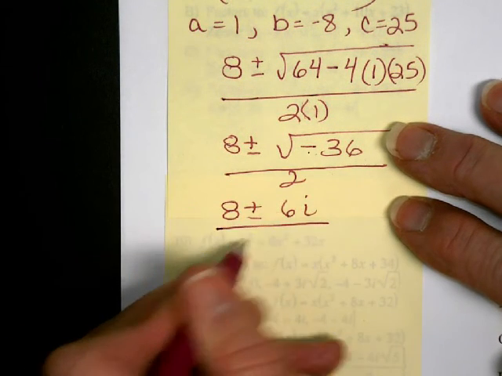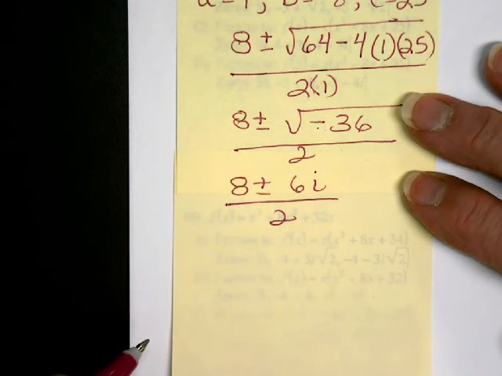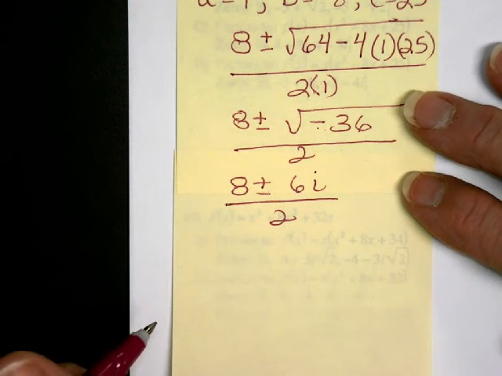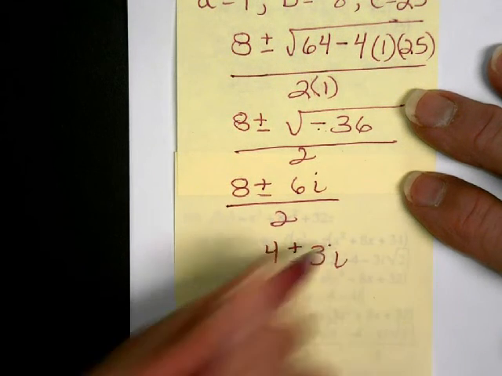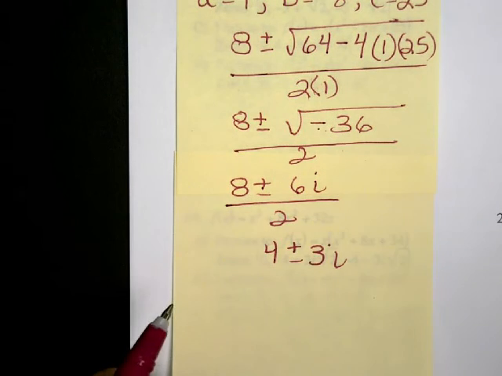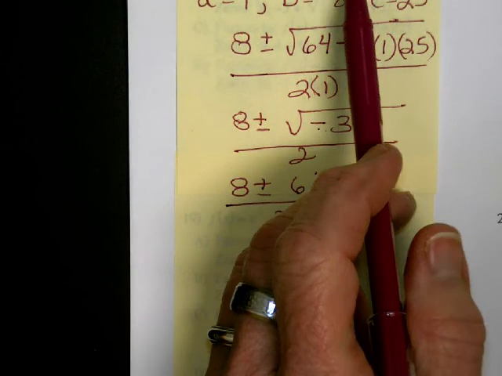So it's 8 plus or minus. 36 has a square root. It's a 6, but you put an i because of that negative. Over 2. Remember, 2 can go into both. If it doesn't go into both, it won't go into either one. 4 plus or minus 3i.